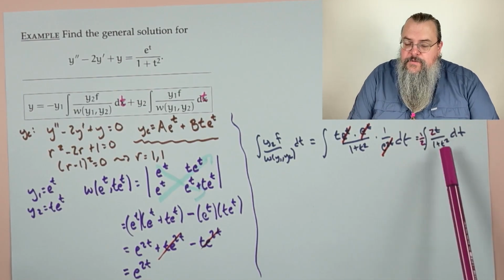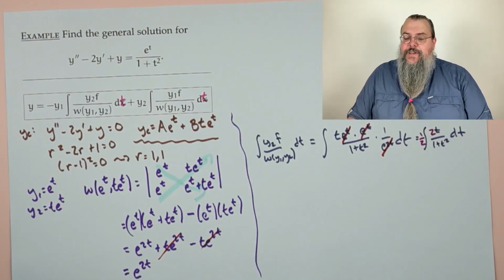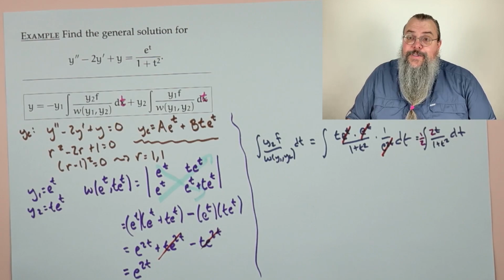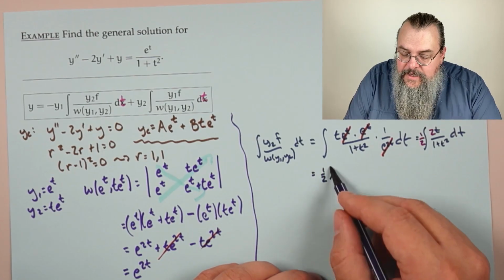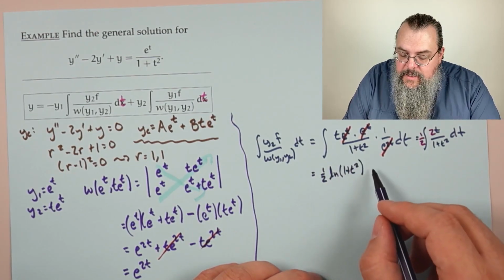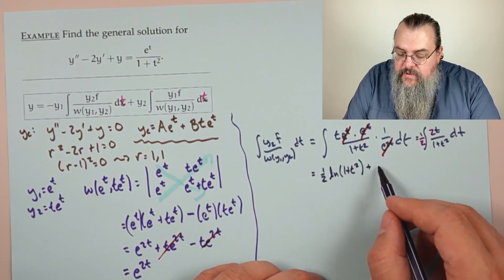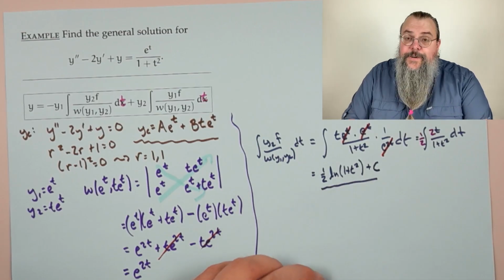And now we have function downstairs, derivative upstairs. And we say, oh, well, isn't that nice? That's a log. So that becomes a 1/2 natural log of 1 plus t squared. And then I'll put plus some constant, c. Okay, so there's our first integral.